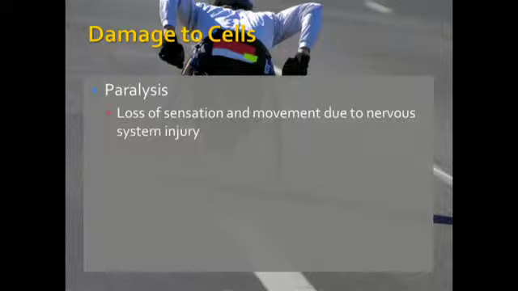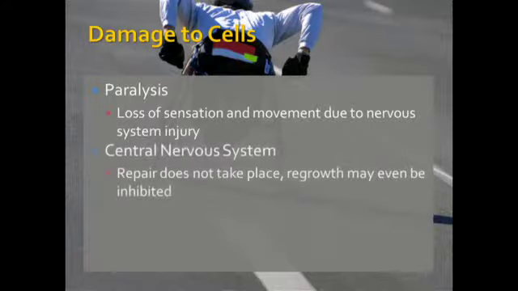So what happens is that if you have cells that die in the spinal cord, you have what's called paralysis. And it's loss of sensation and movement that's due to injury in your spinal cord. You can either be quadriplegic or paraplegic. Remember, quadriplegic is the higher up that the spinal cord is severed, the more likely you are to lose capabilities of your arms and your legs. If it's lower down, it's just your legs.